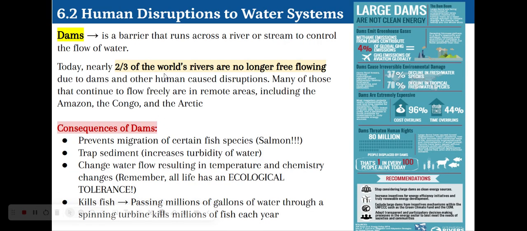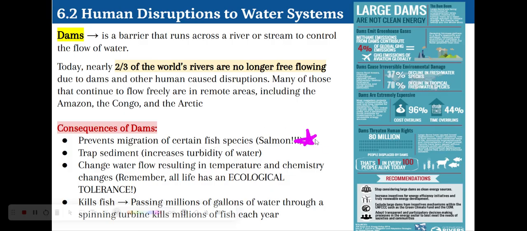So today, nearly two-thirds of the world's rivers are no longer free flowing because of these dams. And this is a problem because no free-flowing rivers can result in a lot of consequences, and one of the biggest and most common ones is it prevents the migration of certain fish species, including salmon.